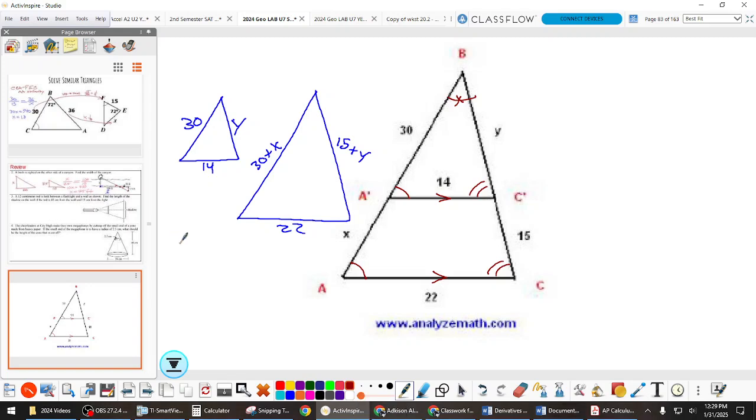Braden, what did you use for x? For x, I did 22 over 14, and then x over 30. Okay, so that doesn't actually work. So he said he did this. Do you see now with the separate pictures why it doesn't? Because this side length that corresponds to 30 has to have that 30 plus x added in there. Otherwise it's not corresponding.